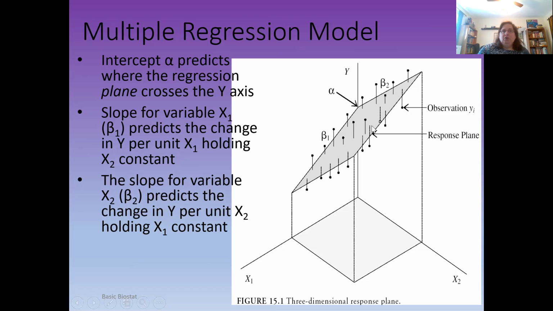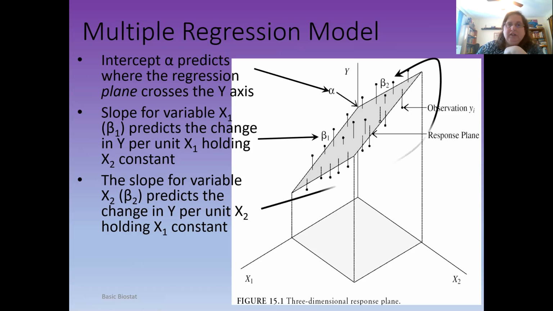Okay, so you can see this is one slope, right? That's for x1 or b1. This is another slope, this line right here. That's for x2 or b2. We still have errors coming off of this plane. So here's our intercept, our slope for variable x1, and our slope for variable x2.